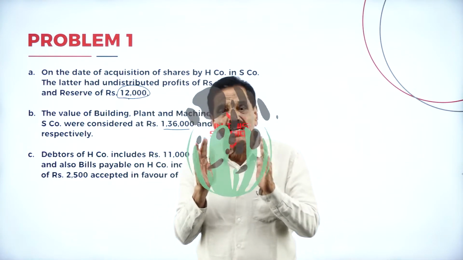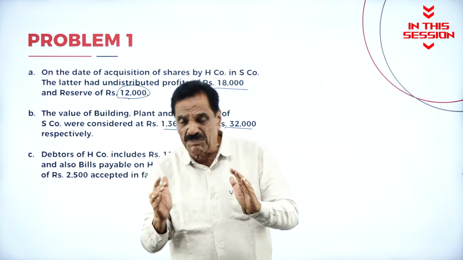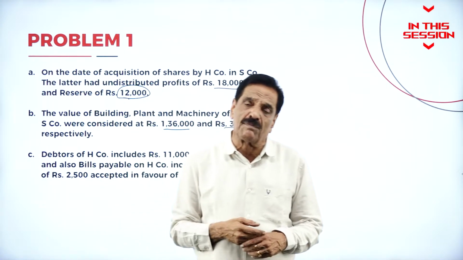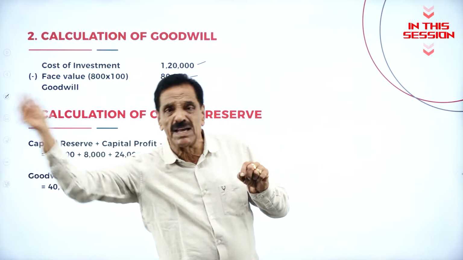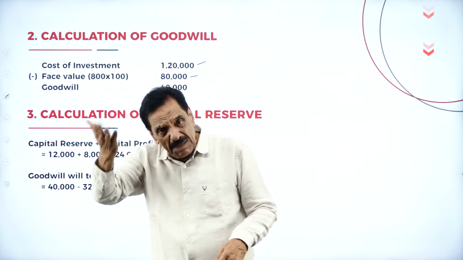Whatever the profit available at the time of acquisition is called capital profit. After acquisition, whatever the profit available is called revenue profit. If there is excess goodwill, it will come on the asset side of the balance sheet. If there is excess capital reserve, that will come on the liability side of the balance sheet.